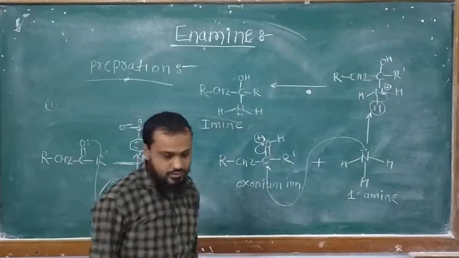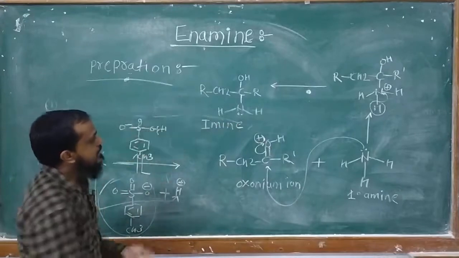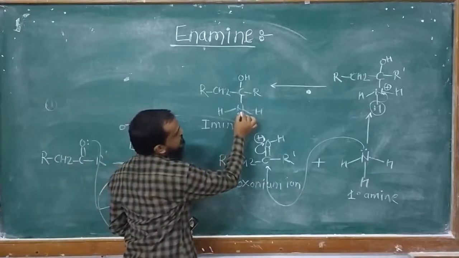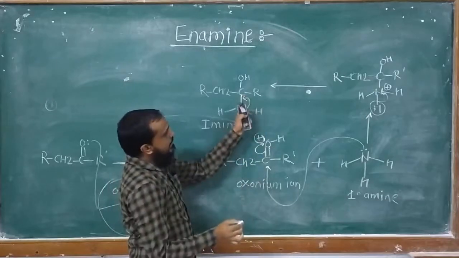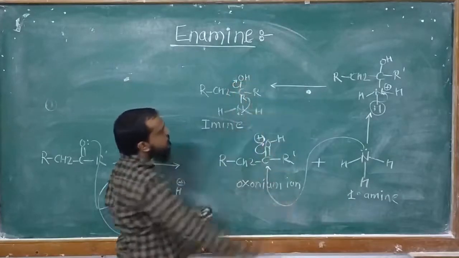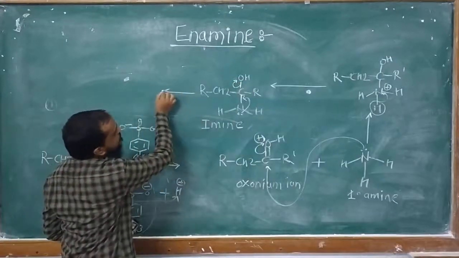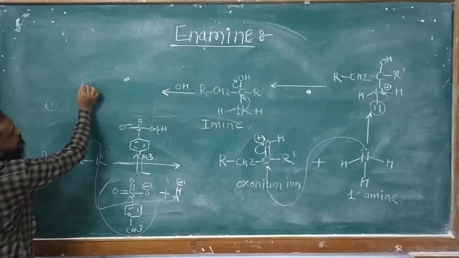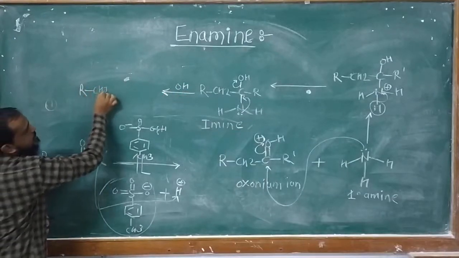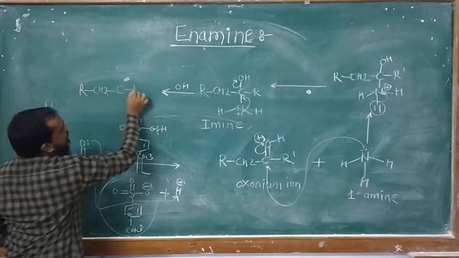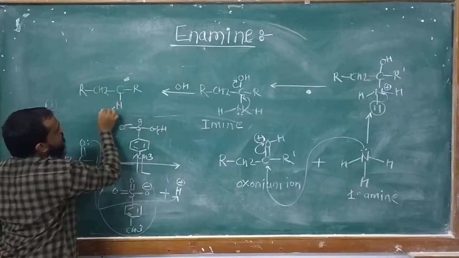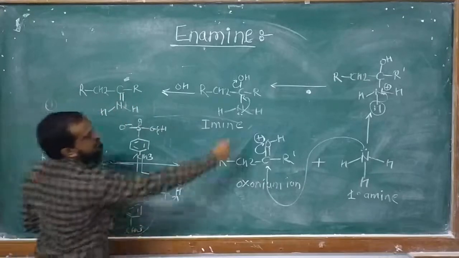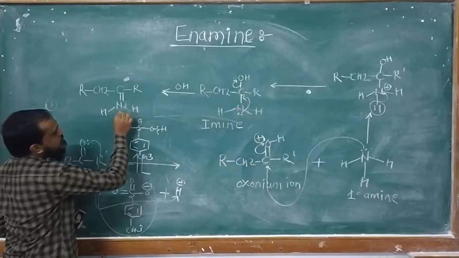This is the imine. Okay, after the formation of imine, the lone pair of nitrogen shifts in between the carbon and nitrogen. Simultaneously the hydroxyl group will be removed because it is a good leaving group. Okay, and we will form our product R CH2 single bond C, R dash N H H, and here a pi bond will be generated. The nitrogen lost its lone pair, so it bears a positive charge.